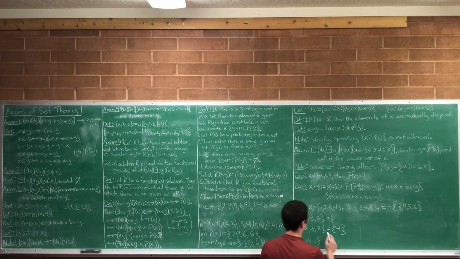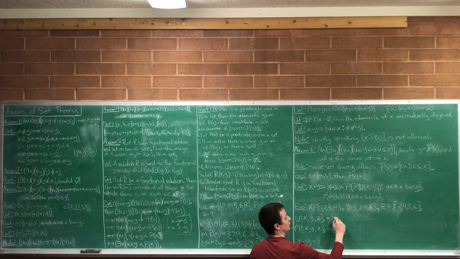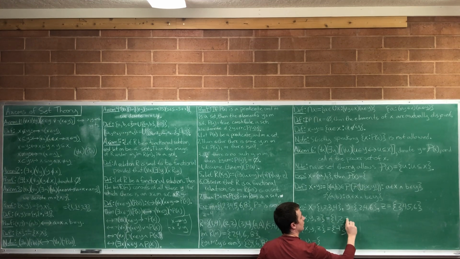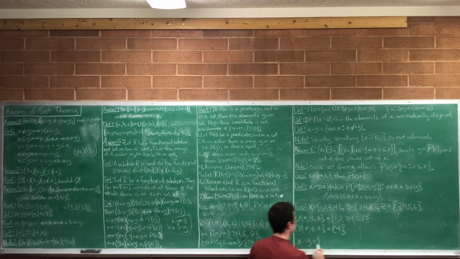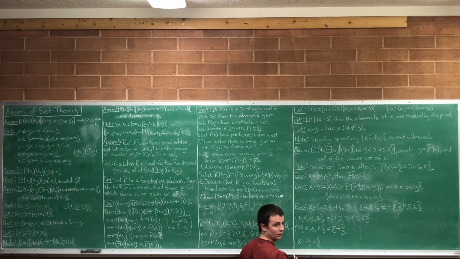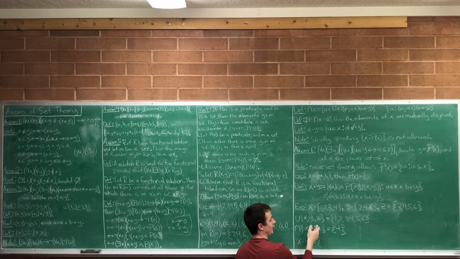Maybe we should have done this one first. Let's do the union. What's the union of X, Y, Z? 1, 2, 3, 4, 5, 6. Is there anyone confused by why this is a union of those? It's the set of all the elements that are in a set inside the set we're unioning. It's the elements of this set.